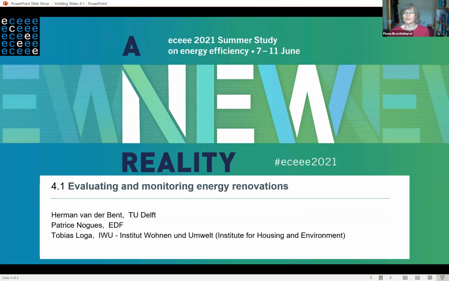Two papers take different approaches to identifying the differences between modelled and actual energy performance. Herman will describe a top-down approach, and then Tobias is looking at a more bottom-up approach. Herman is in the Netherlands, Tobias is in Germany, and then Patrice, in between them, is talking about how they modelled a housing retrofit policy in France, piecing together data from a wide range of sources to get a surprising and unfortunately not great result. Okay, thank you.